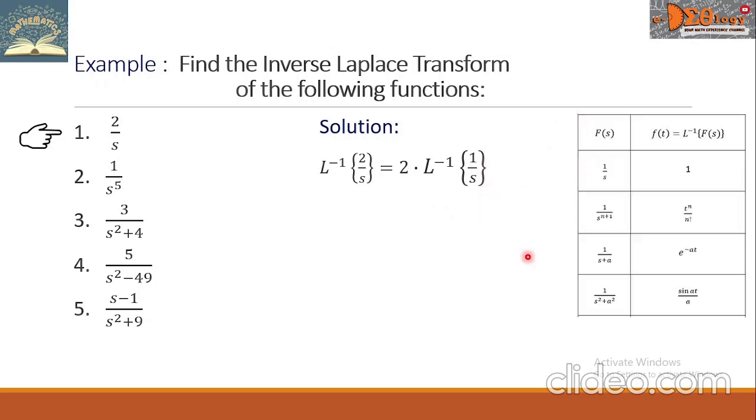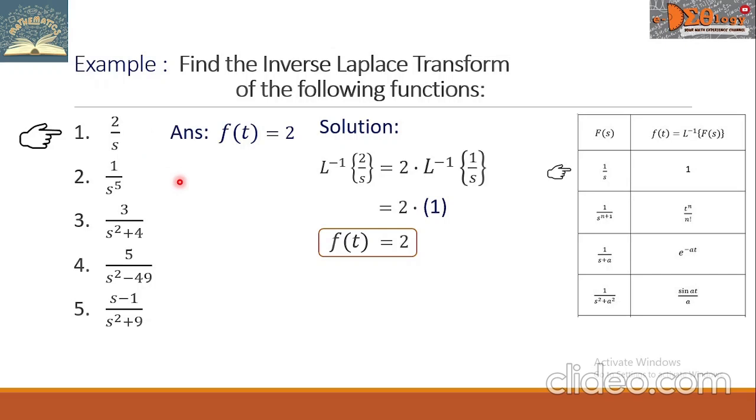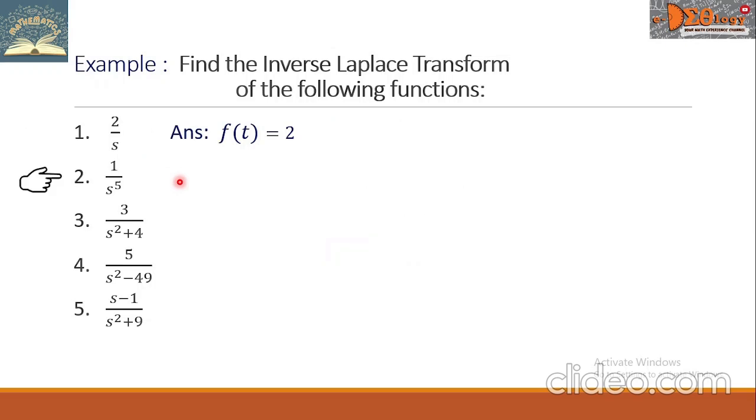Then for our formula a while ago, we're going to use the first formula. That is for the 1 over s, which is equal to 1. Let us substitute the value here. So we have now the constant 2 times 1. Then we have 2. This is our f of t. This is our answer. Let us put this answer opposite problem number 1.